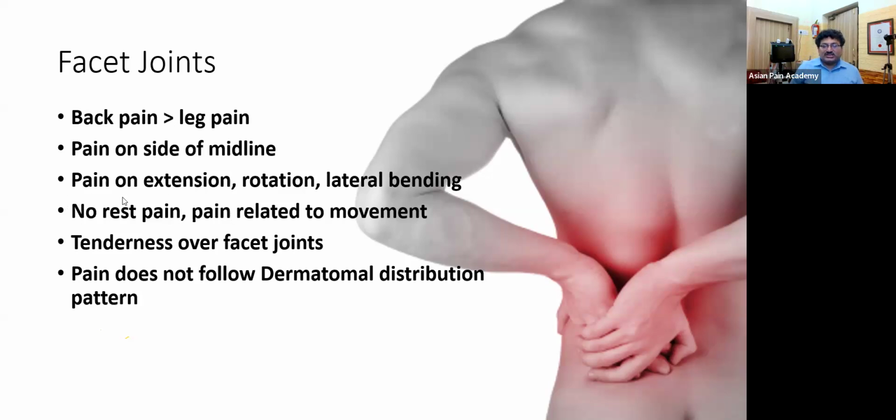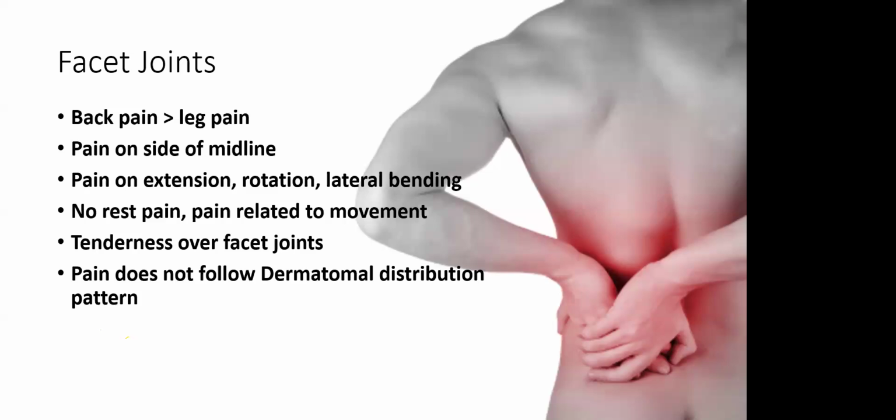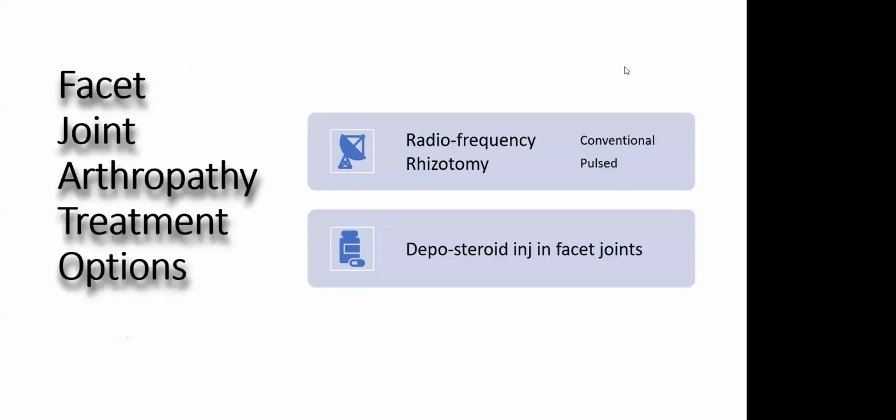Usually there is no rest pain related to the movement. There is tenderness over the facet joints, and the pain doesn't show a dermatomal distribution pattern. So in which disorder will the pain show the dermatomal distribution pattern? Radiculopathy, very simple.